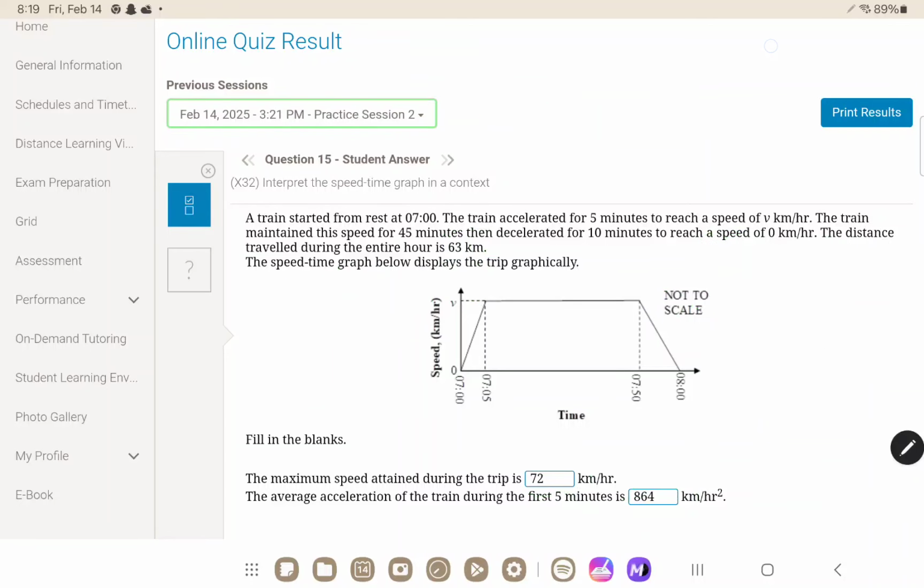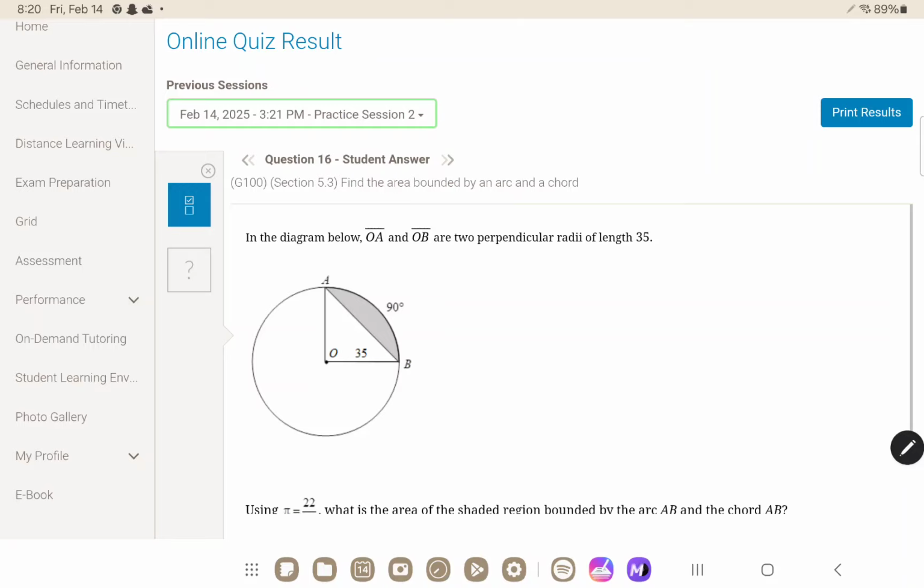Now moving on to the next one. Okay, now here we have a circle and it's telling us OA and OB are perpendicular radii of length 35. So this is a right angle and this is 35 since it's an isosceles triangle. Using 22 over 7, what is the area of the shaded bound of the arc? Now you want to find, again, this. So how do you find this? You need to find the area of the arc minus the area of the triangle.